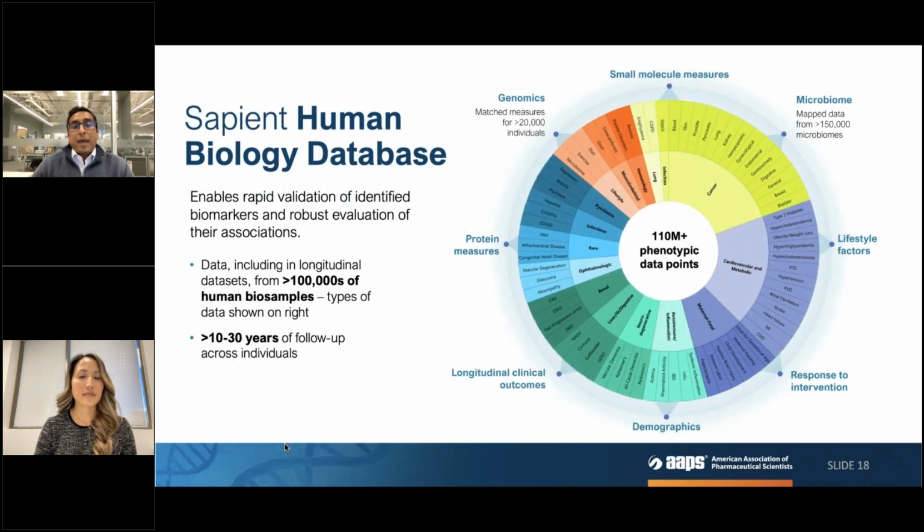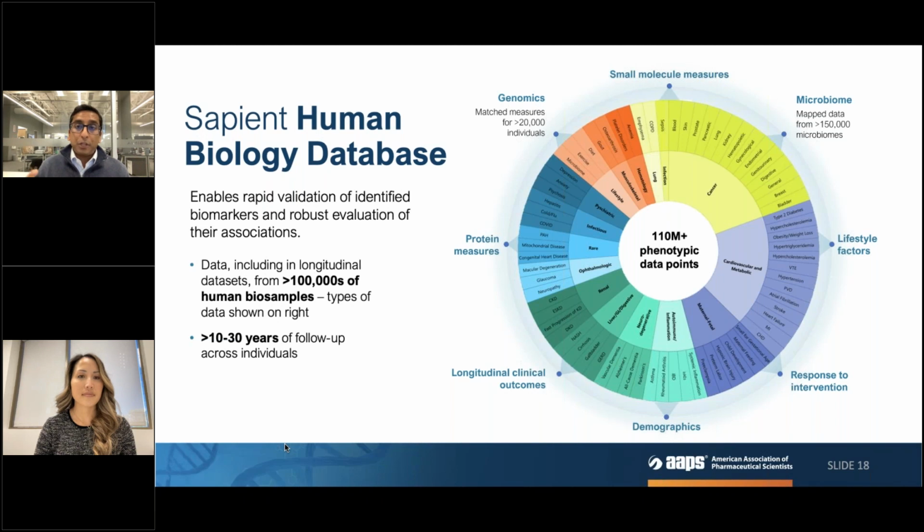Now, given this factor, we've assembled tens of thousands and now hundreds of millions of data points in what we call Sapient's Human Biology Database. This is the database that includes hundreds of thousands of human biosamples from around the world across many, many different sample types, from blood to tissue to tumor. And for many of these biological samples, we have decades of clinical follow-up, allowing us to examine how small molecules may map onto the development of disease over time.